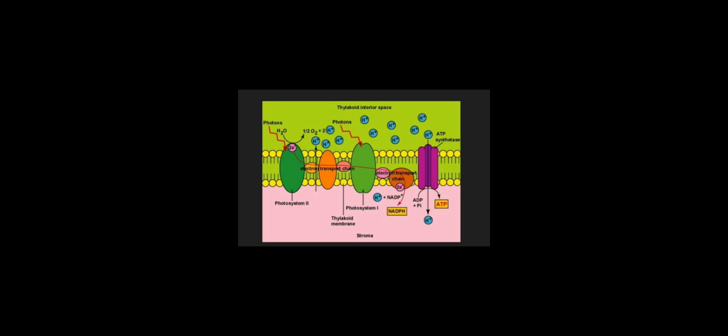So picking up where we left off, protons accumulate in the thylakoid space during the electron transport between photosystem 1 and photosystem 2. And then they diffuse into the stroma through an enzyme called ATP synthase. A recap on the stroma is it's the cells and tissues that support and give structure to organs, glands, or other tissues in the body.